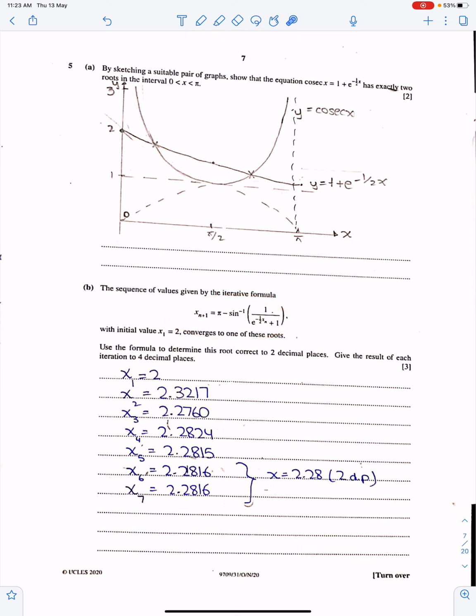Now this is the iterative formula and the initial value is given. We have to find the root and we have to give the result of each iteration up to 4 decimal places. So when x1 is 2, we have x2 this. Now we have to repeat this process until we get a repeated number. This is the repeated number. Hence the answer is 2.28 up to 2 decimal places.